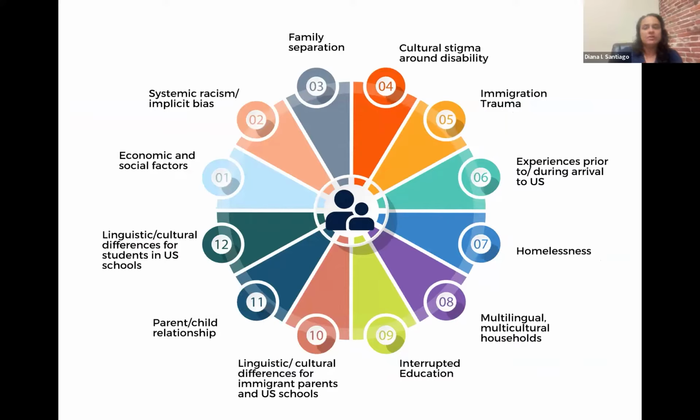Okay, so here, I'd like to set the stage with the multitude of experiences that immigrant and multilingual students and their families bring to school with them. With every classroom interaction for students, and every interaction that parents have with school district staff, there is cultural stigma around disability, homelessness. I know in Massachusetts right now, that is a huge issue with migrant families arriving and being unhoused. Interrupted education, the balance between the parent and child relationship can tend to be skewed. Of course, economic and social factors, systemic racism and implicit bias among everyone that parents and students are interacting with in school. So this is just to set the stage.